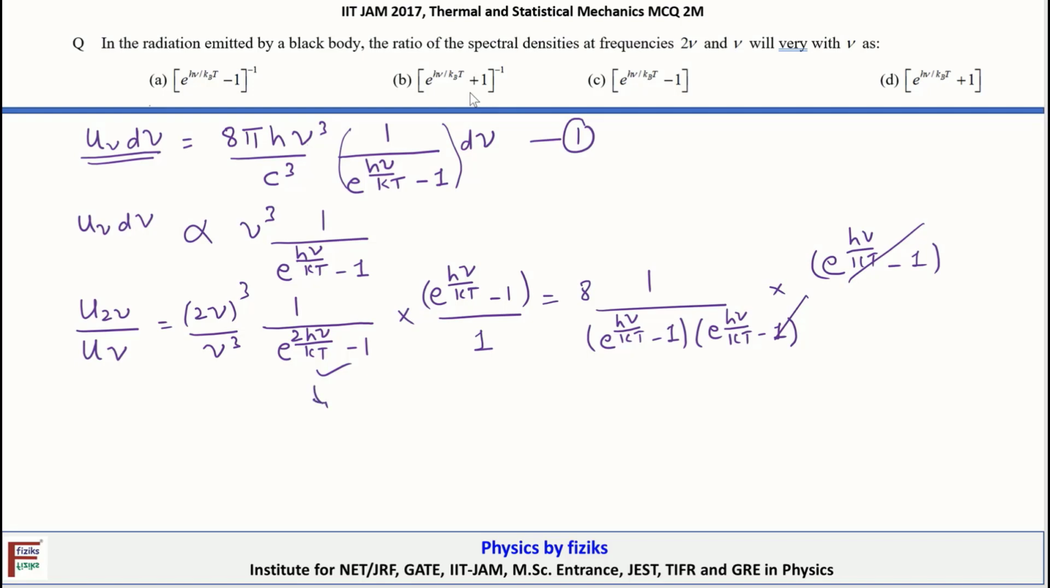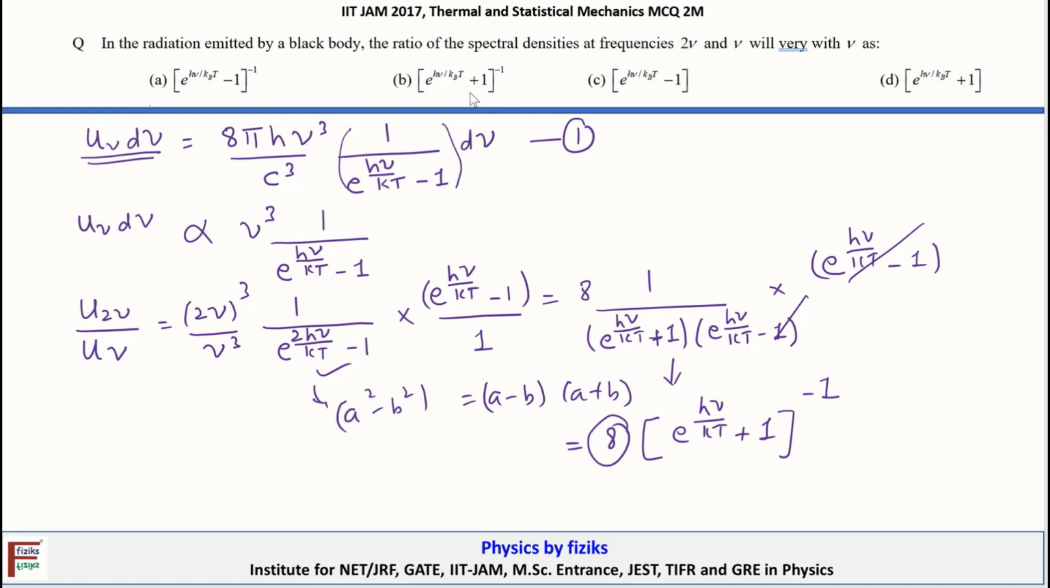And this is basically a square minus b square, a square minus b square is equal to a minus b into a plus b. So here we should have a positive sign with one of the terms. Okay, so these terms will cancel with each other, so this is equal to this expression, I am rewriting this one, 8 and then multiplied by e power h nu by kt plus 1 to the power minus 1. Okay, so if you just ignore the constant that's involved here, the frequency dependence of the ratio of the spectral density at these two frequencies matches with option B here, so therefore option B is correct here.